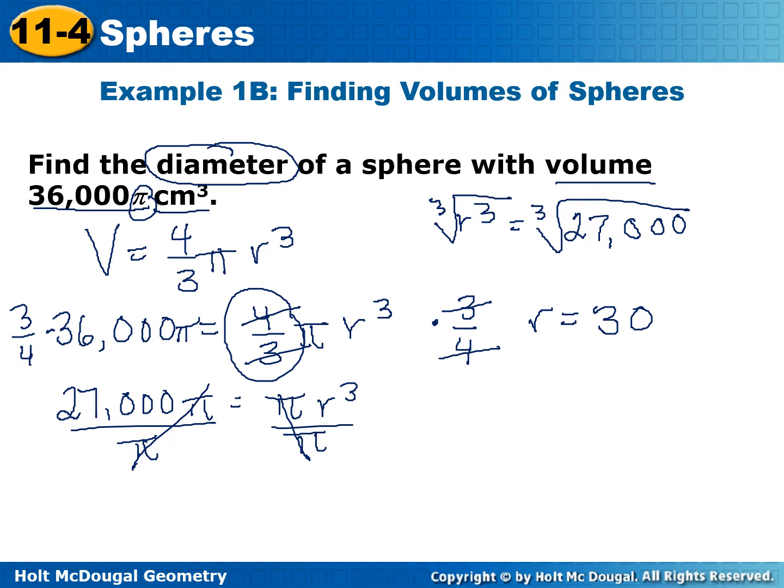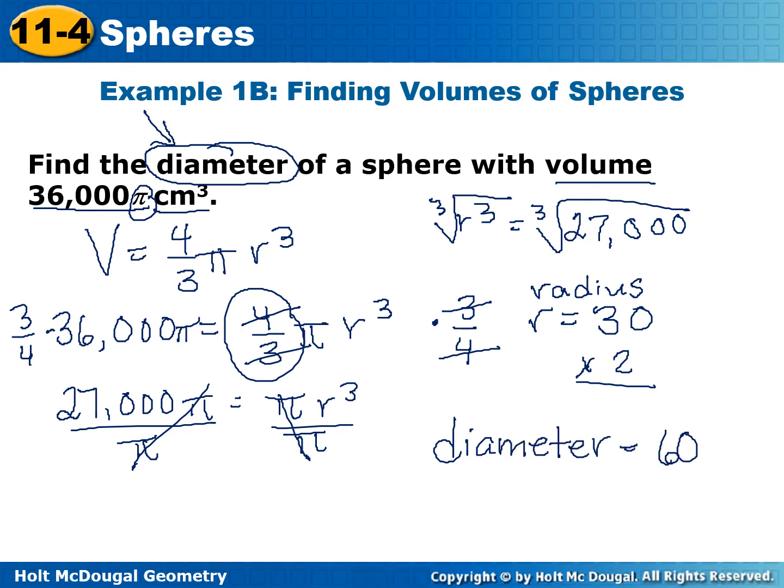Now, that's not what they were asking. They want the diameter. This is the radius. And the diameter is twice that. So if I were to multiply that by 2, I'm going to have the diameter is equal to 60 centimeters.